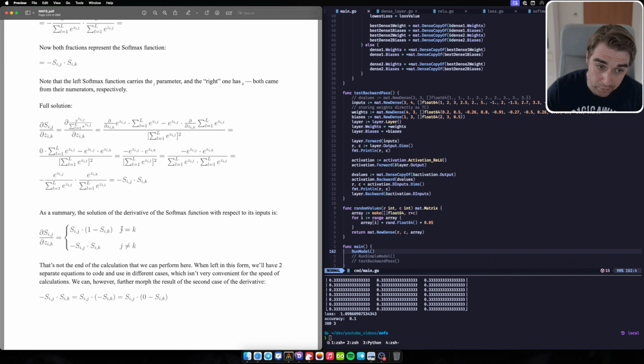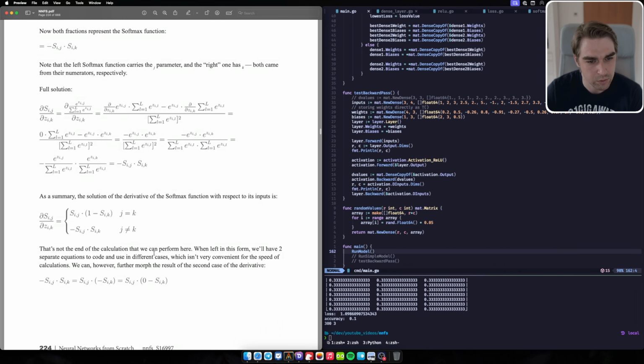So if j equals k, we have the result of the softmax activation function multiplied, but they equal, right? Doesn't it mean that we can shorten it? It's not the end of the calculations that we can perform here. One left in this form will have two separate equations to the code and use in different cases, which isn't very convenient for the speed of the calculation. We can, however, further morph the result of the second case of derivative.